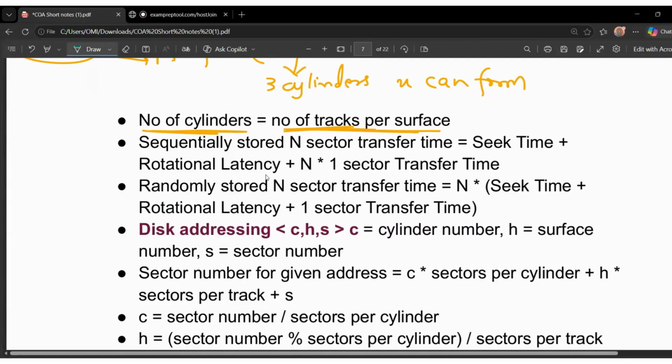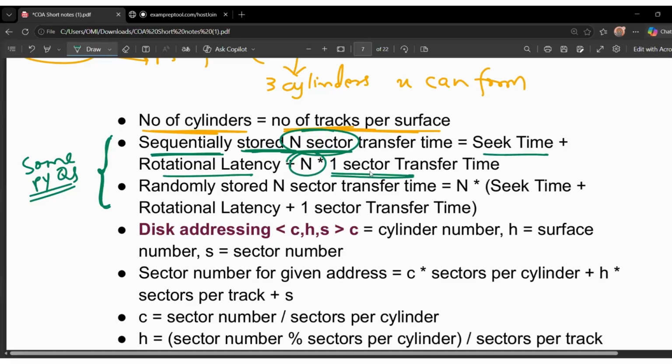Now see. Now we have seen these two formulas, and here some PYQs are also there, right? Some PYQs are also there. So if you store your file sequentially, and if you have n sectors, then what is the total time? Seek time plus rotation latency plus n sector transfer time, right?